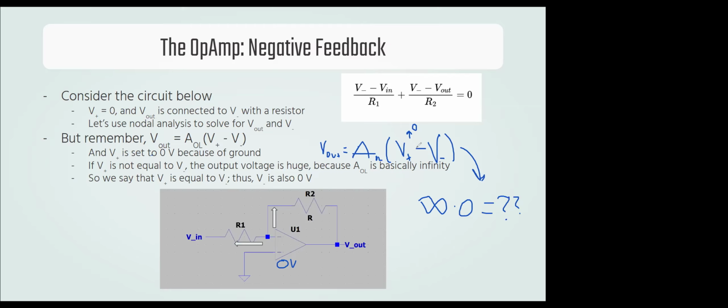However, if this term is not zero and this term is guaranteed to be infinity, then V out will be infinity, and that's not possible. So that's a bunch of words to say that V plus and V minus are driven to be the same voltage. In other words, we drive that voltage difference to be zero.